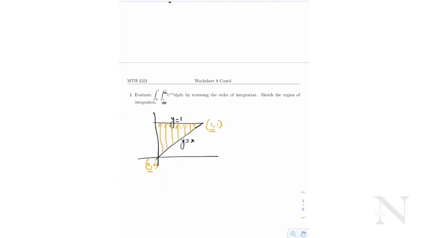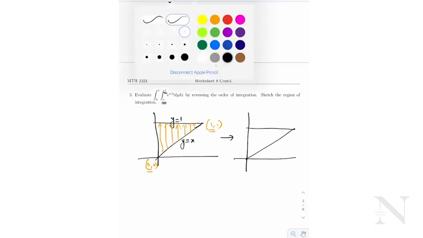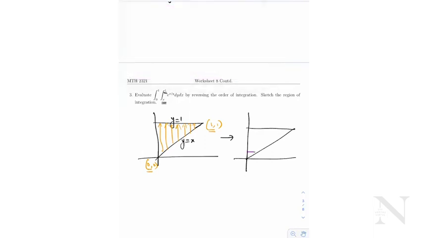So now again, this integral here, e to the power of x over y dy, is not the easiest integral to do, or it's almost impossible to do. So we want to shift this so that we could draw the arrows from left to right. So we could draw this.